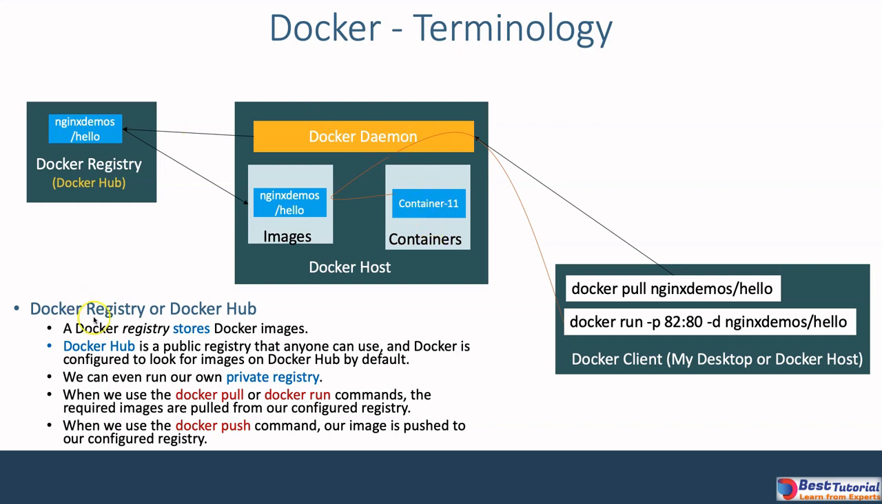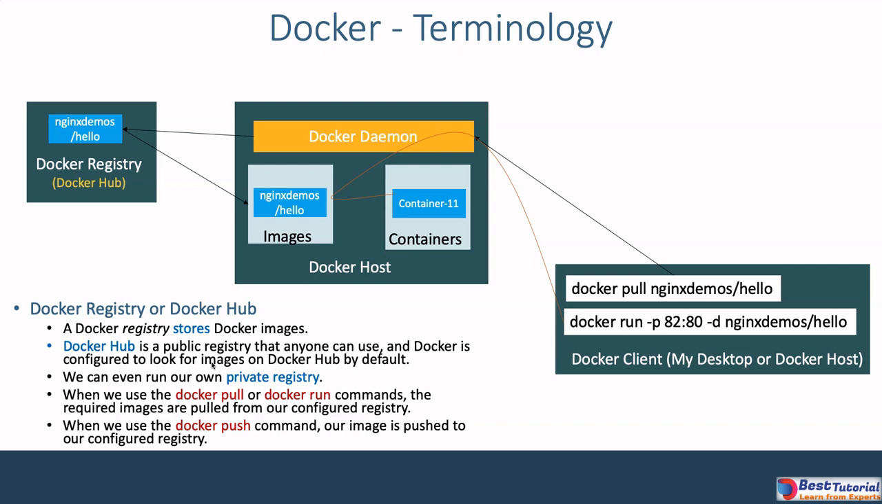Now in this overall thing, you have seen the client and the host, but you really don't know what this registry or Docker Hub is, right? So let's see what this is. A Docker registry stores the Docker images. Docker Hub is a public registry that anyone can use, and Docker is configured to look for images on Docker Hub by default. We can even run our own private registry in our cloud systems like Elastic Container Registry, and Docker also provides the software to run it as a private registry in our local data centers.